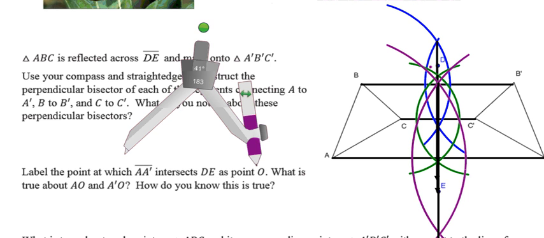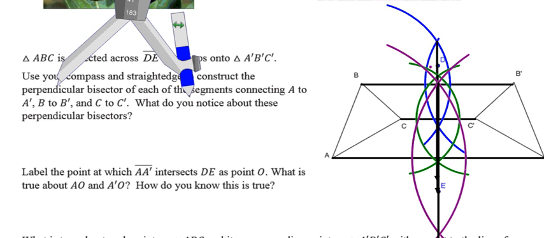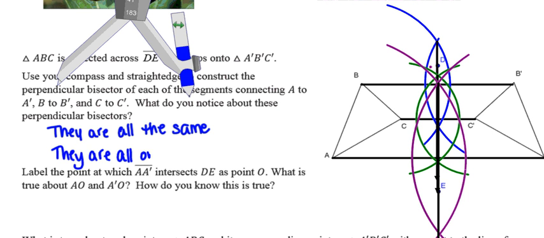Excellent. So the next part says, what do you notice about these perpendicular bisectors? Well, I happen to notice they are the exact same. So they are all the same. And the second thing I happen to notice is they are all on the line of reflection. So that's kind of cool. All three of them came out to be the same. All three of them came out to be on the line of reflection.